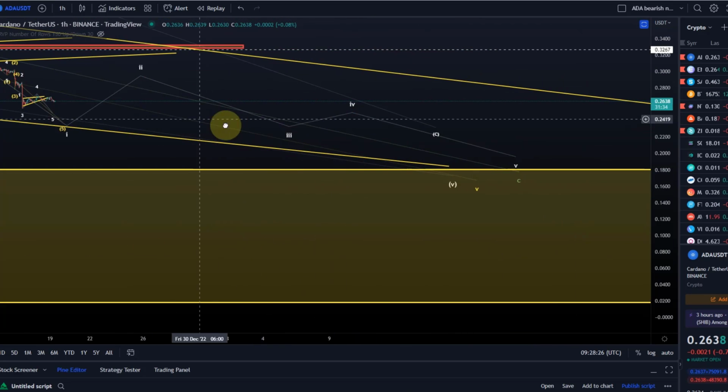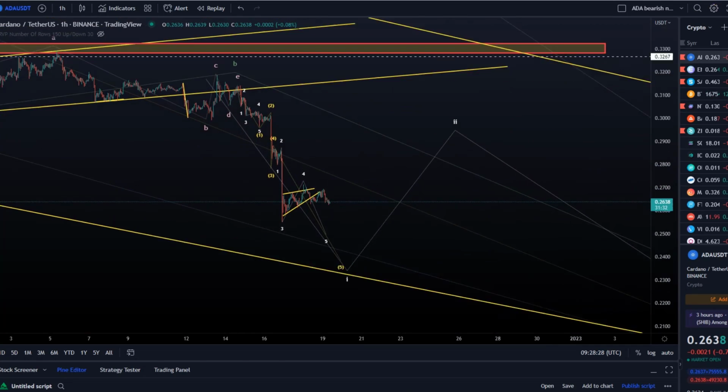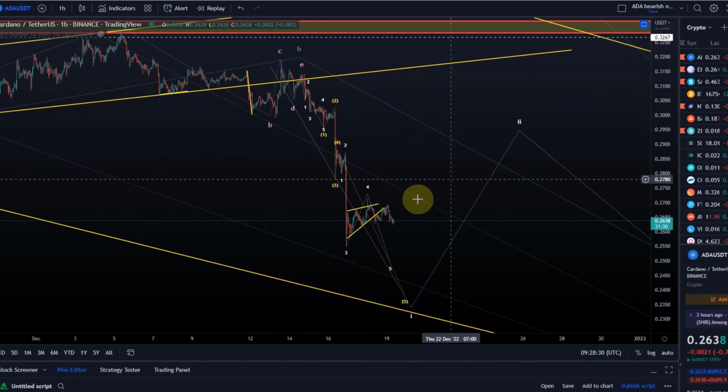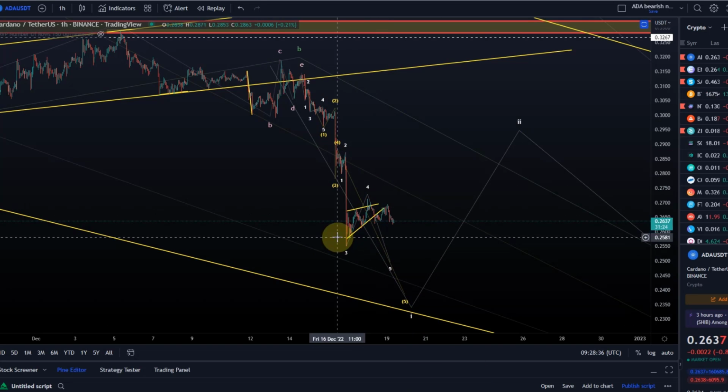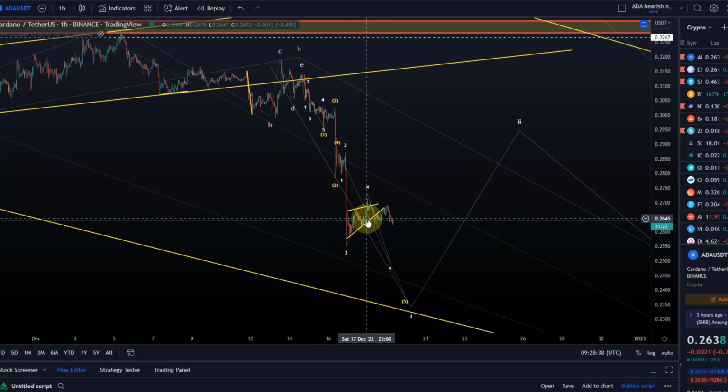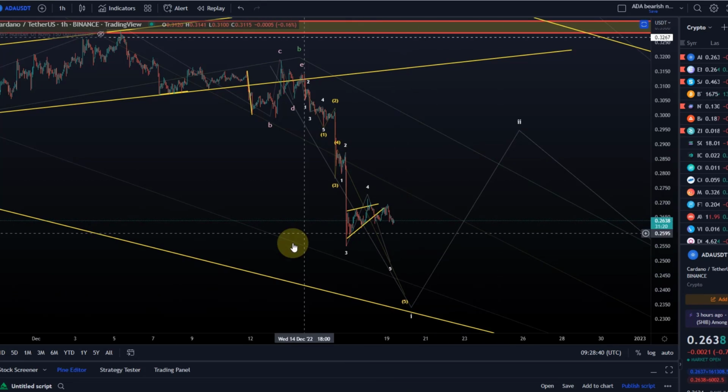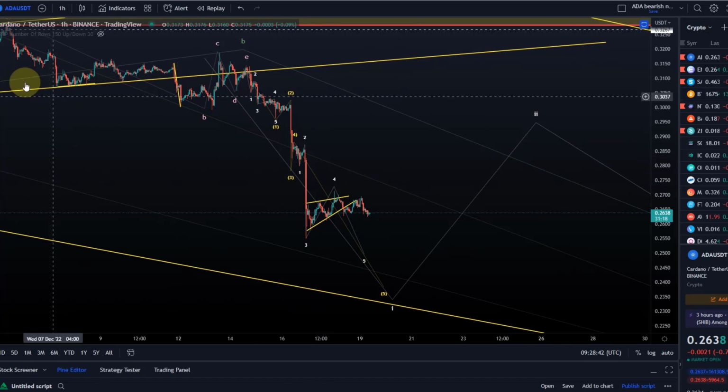So let's go to the very, very short-term price action. Last video I told you that probably this move is not finished yet. I would expect at least one more low here. The reason is that this sideways movement looks very corrective. It looks like a wave 4. Can't really tell you anything else.